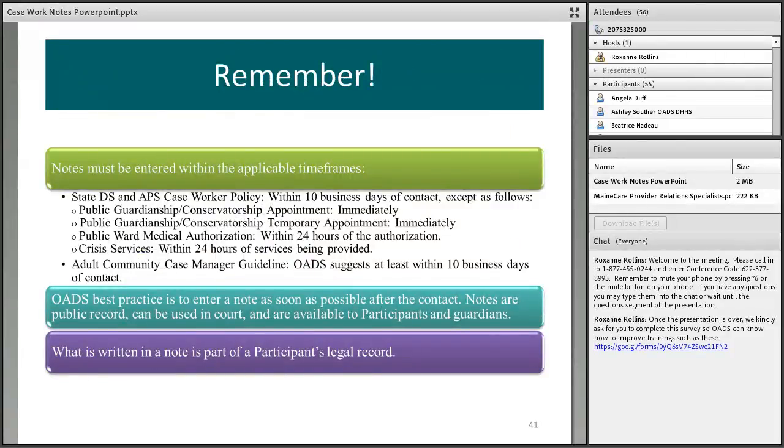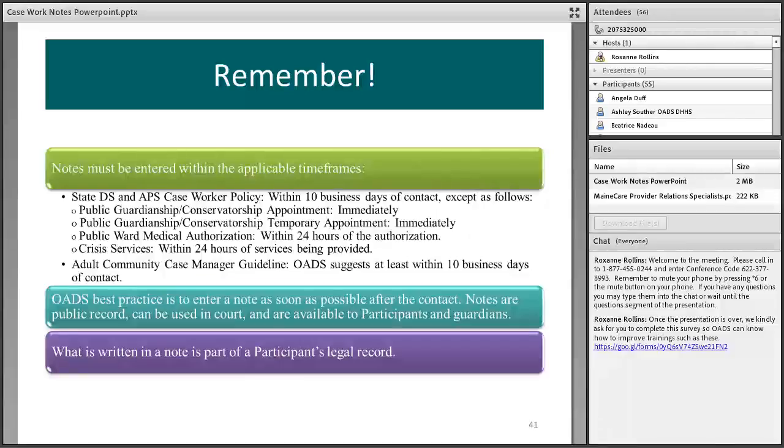So remember, your notes must be entered within an applicable time frame. For state developmental services and adult protective service caseworker policy, that means within 10 business days of the contact, except as follows. Public guardianship or conservatorship appointments must be entered immediately. Public guardianship, conservatorship, temporary appointments must be entered immediately. Public ward medical authorizations must be entered within 24 hours of that authorization. And crisis services must enter their notes within 24 hours of services being provided.